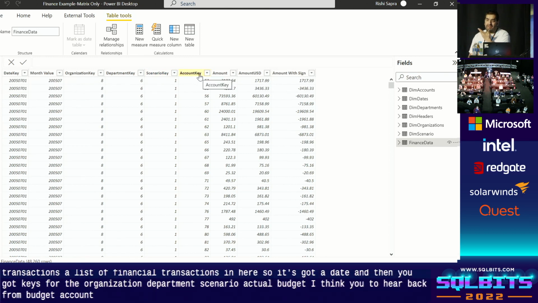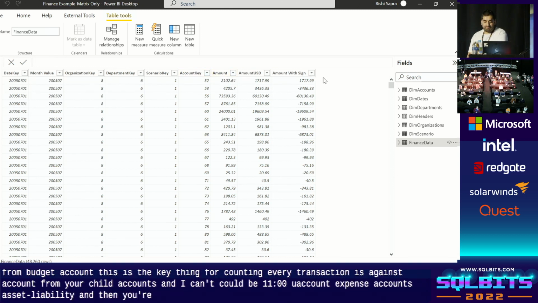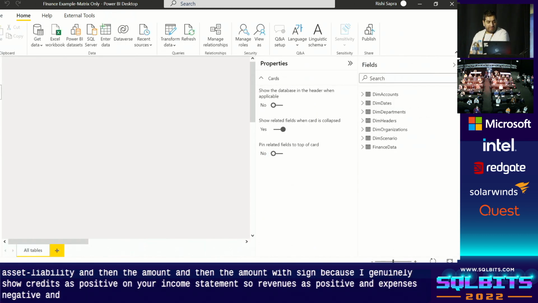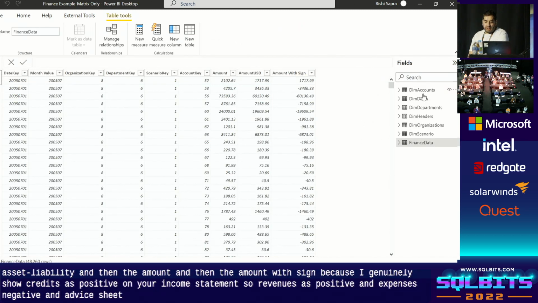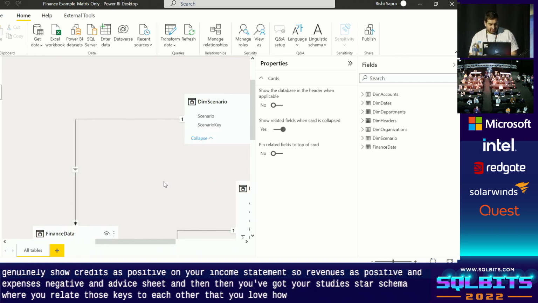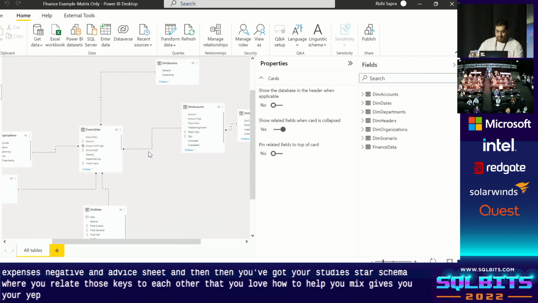Account key, this is the key thing for accounting. Every transaction is against accounts from your chart of accounts, and that account could be a revenue account, expense account, asset, or liability. And then the amount with sign, because again, you want to show credits as positive on your income statement, so revenues as positive and expenses negative, and vice versa for debits and credits on your balance sheet. And then you've got your standard star schema, where you relate those keys to each other. Yep, and you've got your standard star schema there for that.